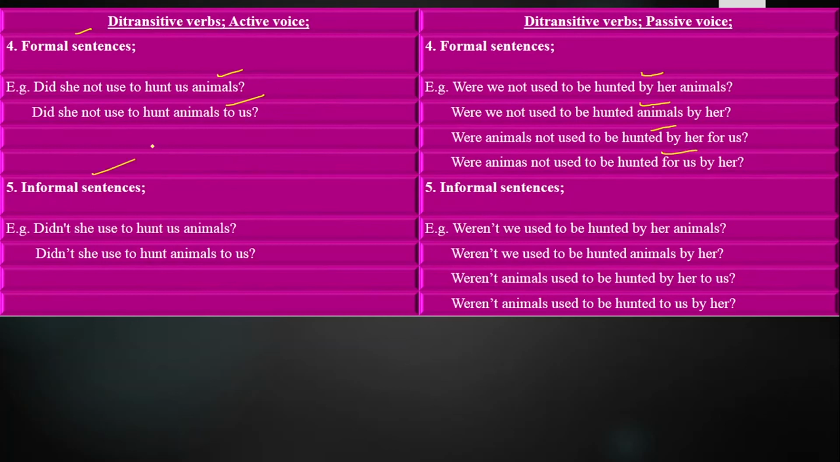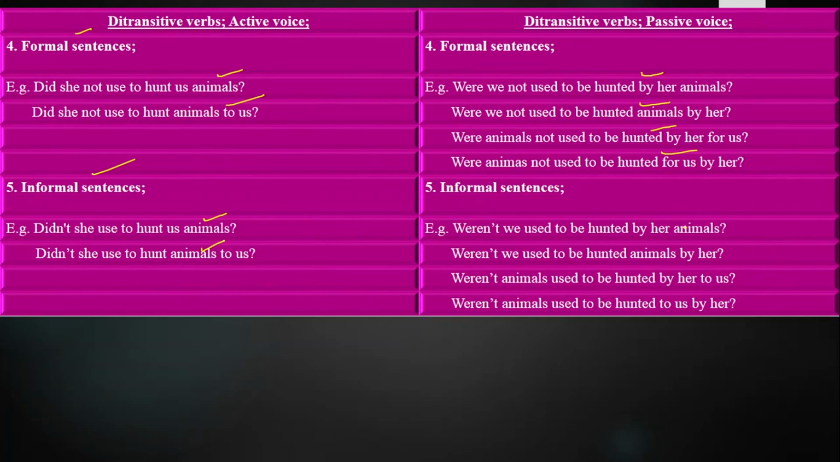Last we have got informal sentences. Their complete name is negative interrogative informal. Those sentences in which we ask questions, deny the statement, and we ask them in an informal way. We use it in a friendly atmosphere with friends, to youngers and juniors. Did not, short form is didn't: Didn't she used to hunt us animals, didn't she used to hunt animals for us?